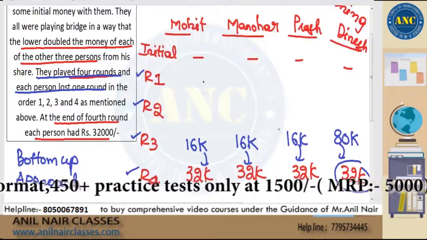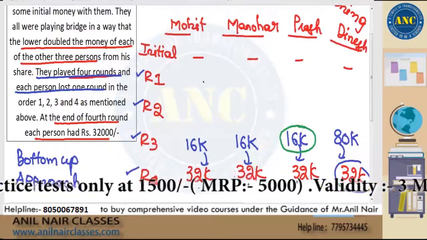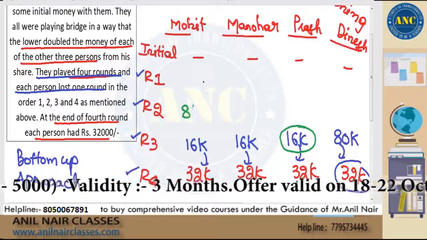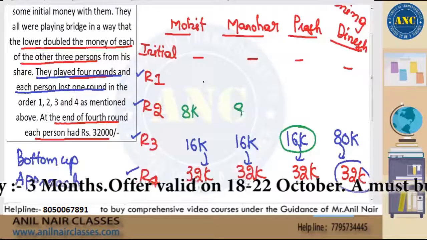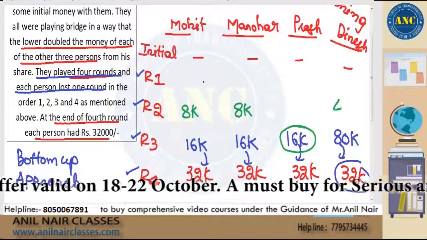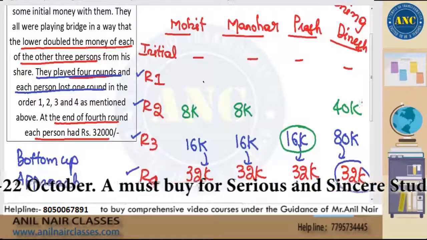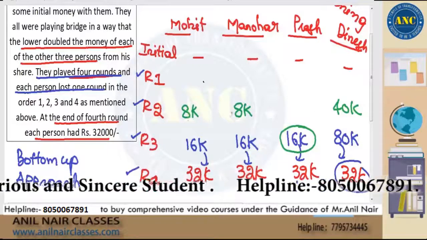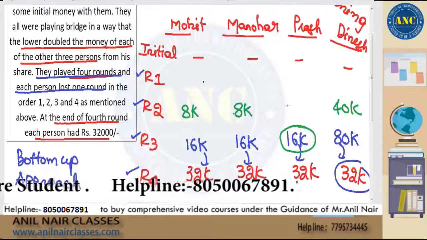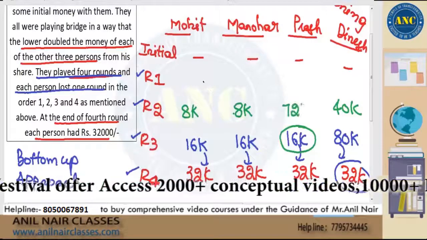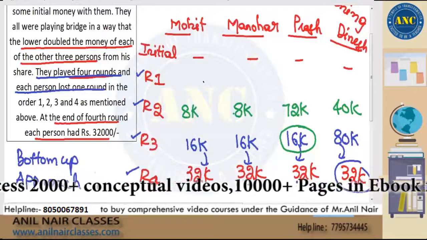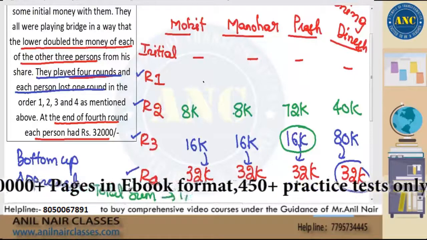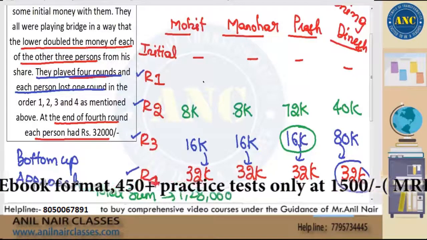Similarly, during the third round, the third person will lose. Going from R3 to R2, it is 8K, here also 8K, here 40K. R2 to R3 is a double, R3 to R2 is half. So remaining will be 8 plus 8, 16. 16 plus 40, 56. 56 means this will be 72. Total sum should always be 1,28,000.